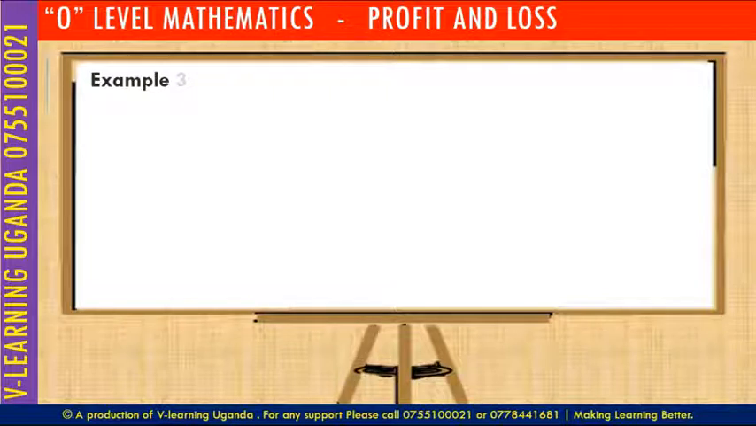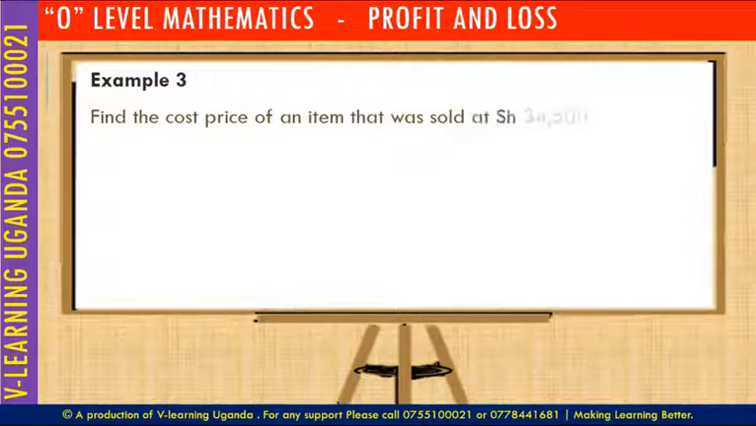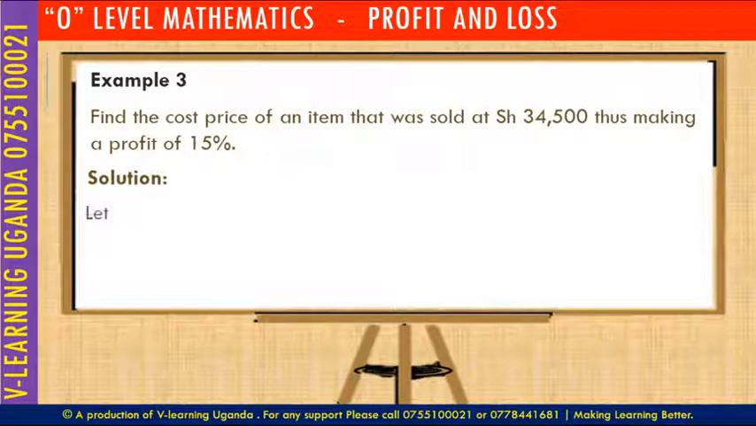Example 3. Now in our example 3, we're saying find the cost price of an item that was sold at 34,500 shillings, thus making a profit of 15%. So there was percentage profit. And they're asking you to find the cost price.